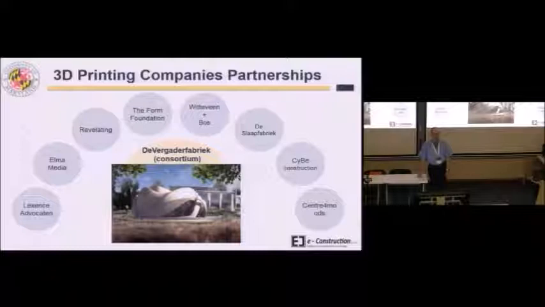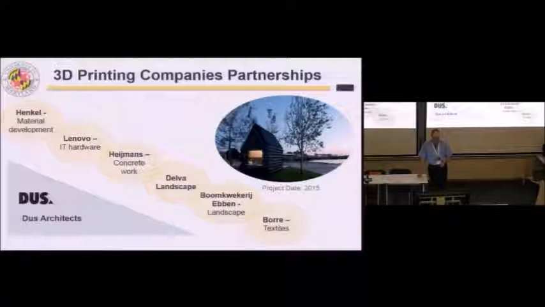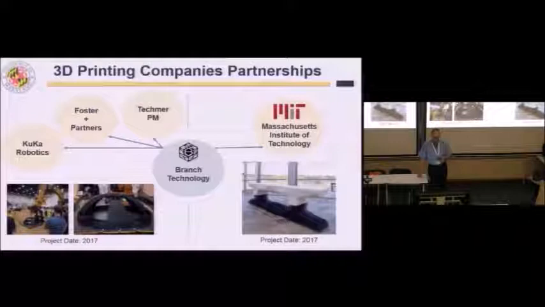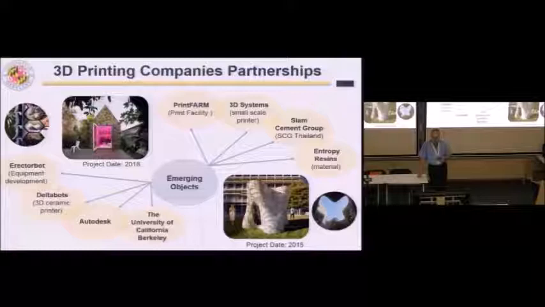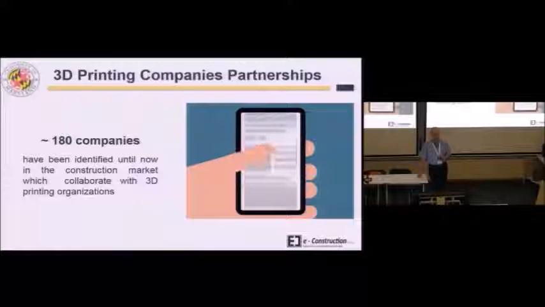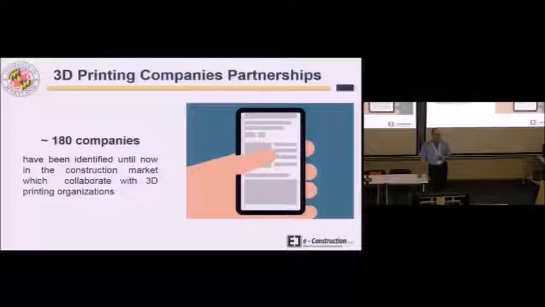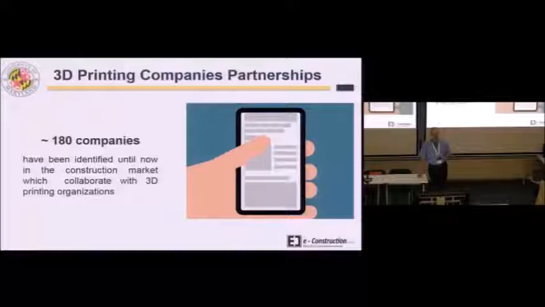So these are just some of the examples of what is happening around the world. Deuce Architects, that firm is known in the business and for their interest in a variety of innovative projects as well. Branch Technology, I'm just showing some of these examples of what's going on. The bottom line is that we have identified to this date a little over 200 companies throughout the world that are pursuing projects using some aspects of 3D printing technology in their projects.